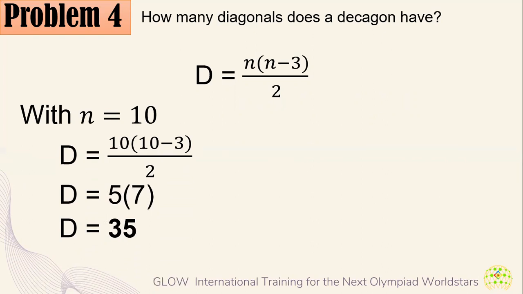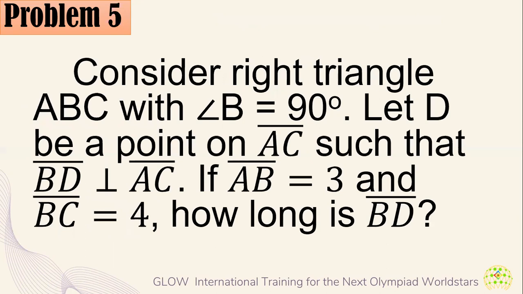All right. I hope you are doing well. Problem number 5. Consider right triangle ABC with angle B equals 90 degrees. Let D be a point on segment AC such that segments BD and AC are perpendicular to one another. If AB equals 3 and BC equals 4, how long is BD?